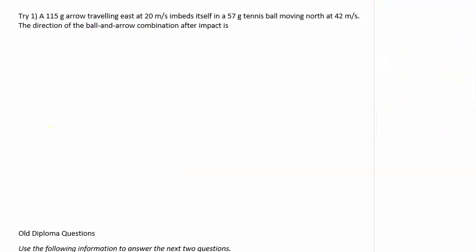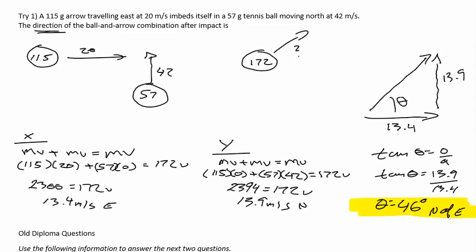Okay, this third question is one for you to try. We've got a 115 gram arrow traveling 20 meters per second east, and embeds itself into a tennis ball moving north. And we want to find the direction, so we're just really looking for the direction here. At the end, we're not looking for the combined velocity. Pause the video, give this a try, and let's see how you do.